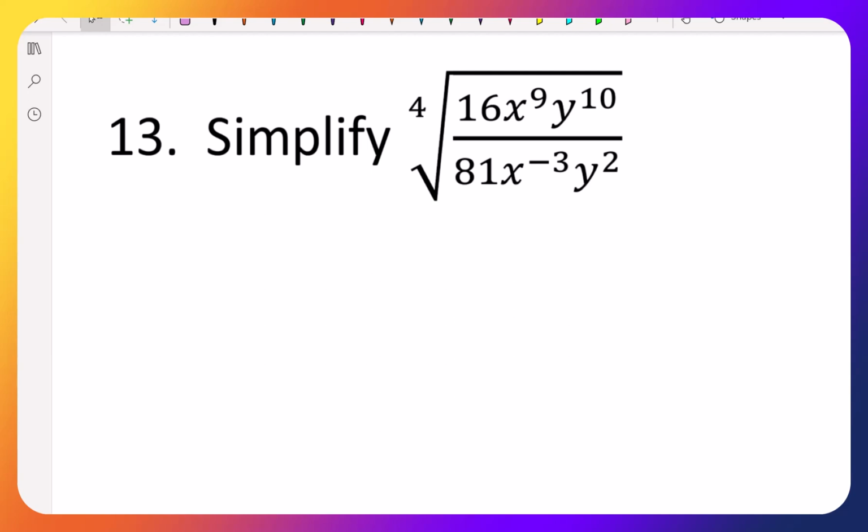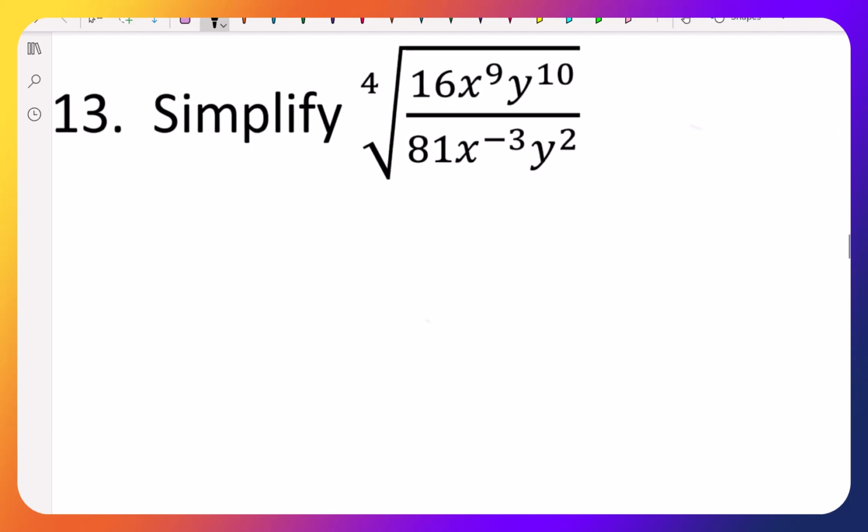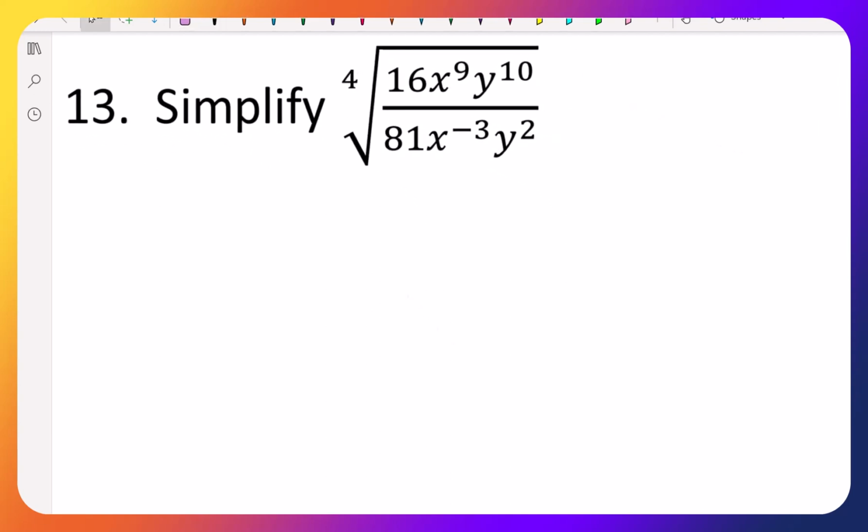All right, so I am in part 3. We're going to start with question number 13. This is the Chapter 4 review in Algebra 2. So if you look at question number 13, I am trying to find the fourth root.